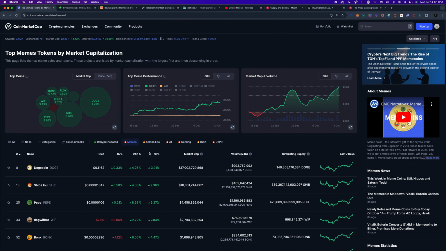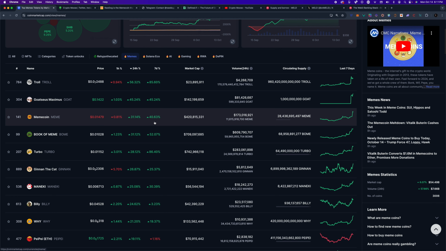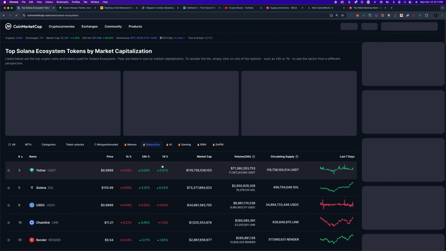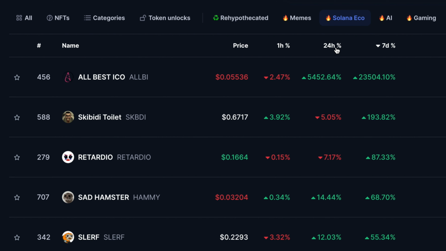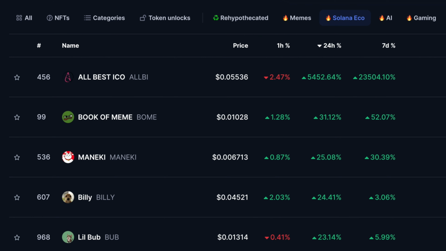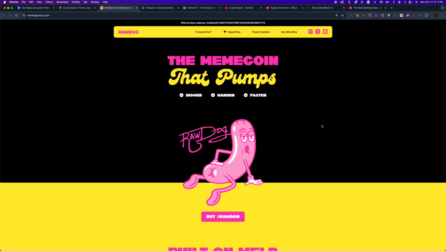Taking a look at certain projects, look at the numbers. We have meme coins like Turbo and Billy on Solana. Look at Solana's ecosystem, right? All the best ICOs doing well. A lot of memes just pumping like there's no tomorrow. But I believe that RawDog is going to do extremely well.